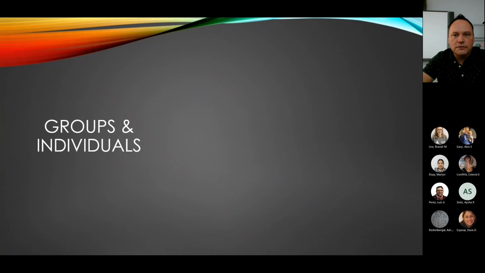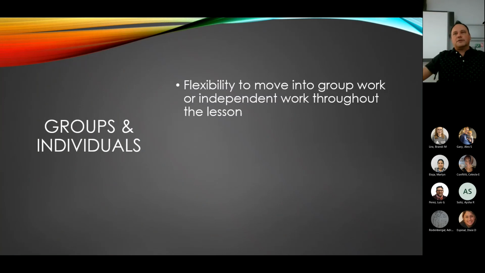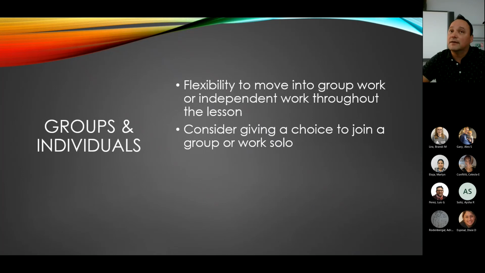Working with groups and individuals. So what I was thinking about when Mr. Gary was talking that I hadn't thought of before was, yes, some of us struggle with this technology, but if you can front load the technology, get past that little hurdle, then it opens up all kinds of freedom and possibilities. For example, like he was saying with flexibility, if you have a large class, you can work in groups, you can work in individuals with the software. You can move back and forth from groups to individuals very easily with this software. You can consider giving people a choice to work in groups or work solo.